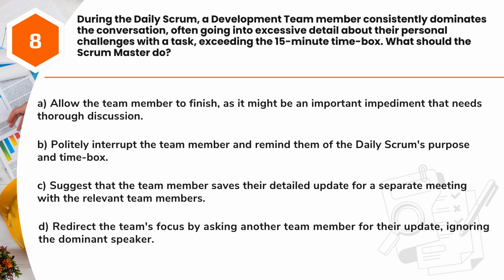During the Daily Scrum, a development team member consistently dominates the conversation, often going into excessive detail about their personal challenges with a task, exceeding the 15-minute time box. What should the Scrum Master do? A. Allow the team member to finish, as it might be an important impediment that needs thorough discussion. B. Politely interrupt the team member and remind them of the Daily Scrum's purpose and time box. C. Suggest that the team member saves their detailed update for a separate meeting with the relevant team members. D. Redirect the team's focus by asking another team member for their update, ignoring the dominant speaker.